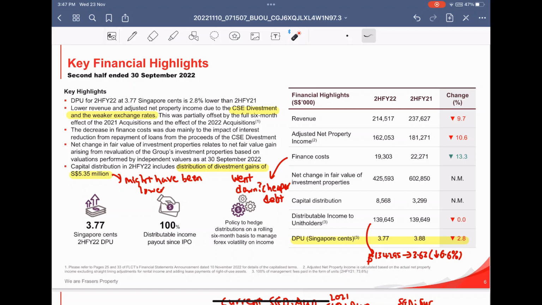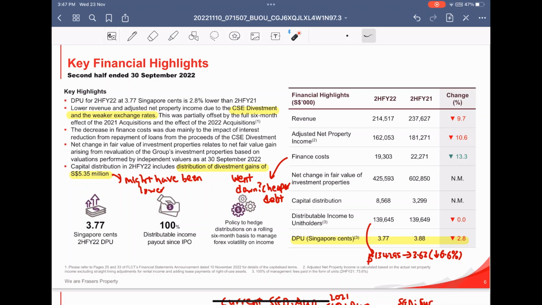Okay, if you see the distributable income to unit holders, it has dropped by 0%, whereas the DPU, as you can see, dropped by 2.8%. So this difference was partially because of exchange rate and the extra units. But you might be thinking, how come the DPU only dropped by 2.8% when the MPI actually dropped by 10.6%?